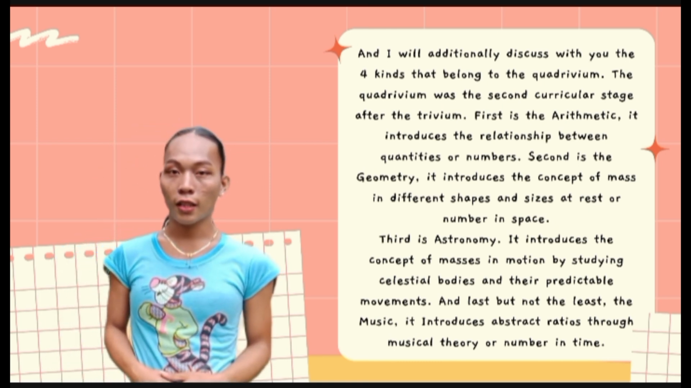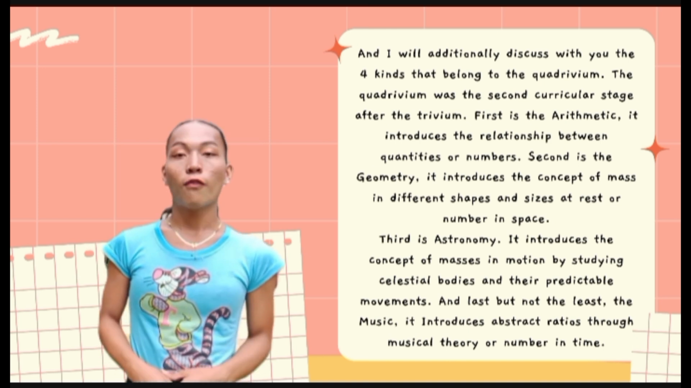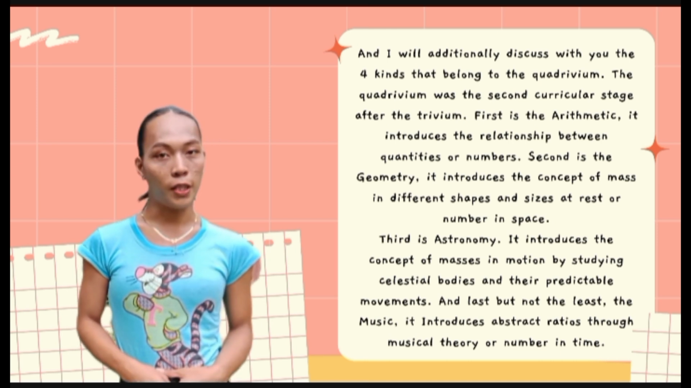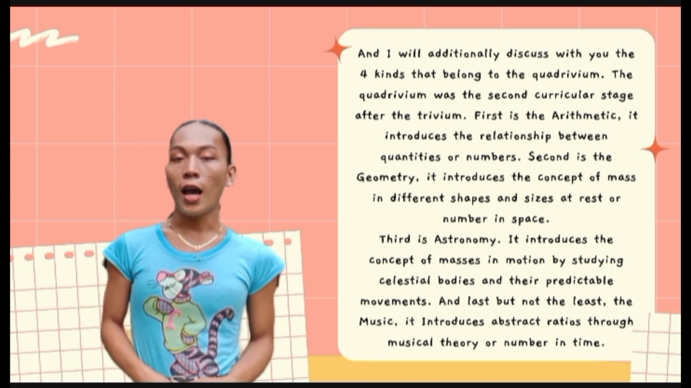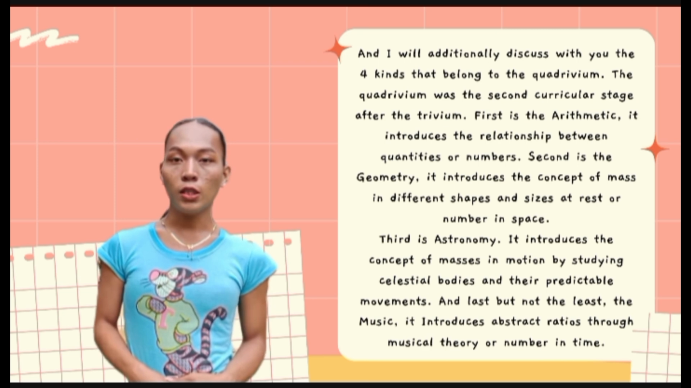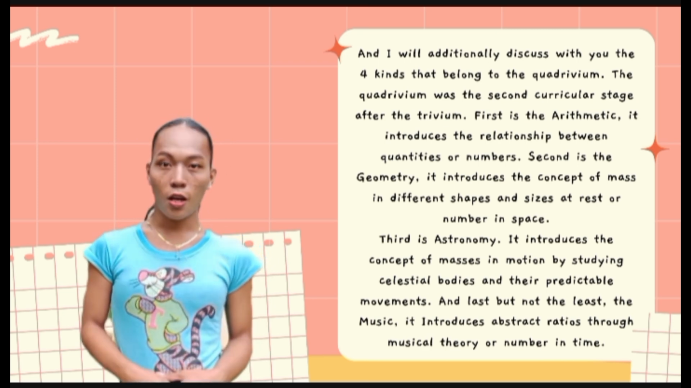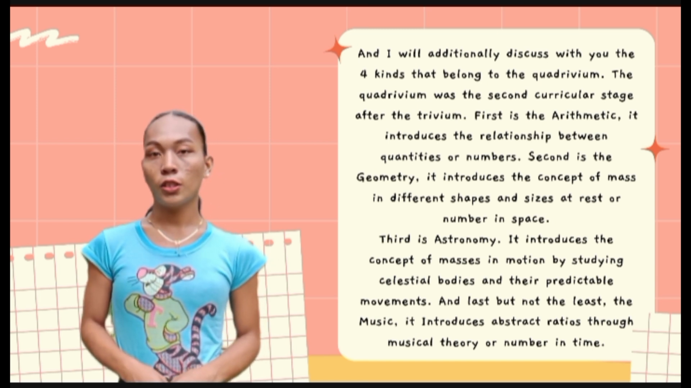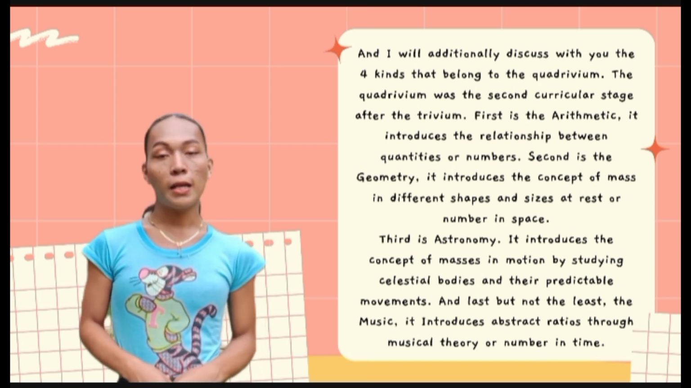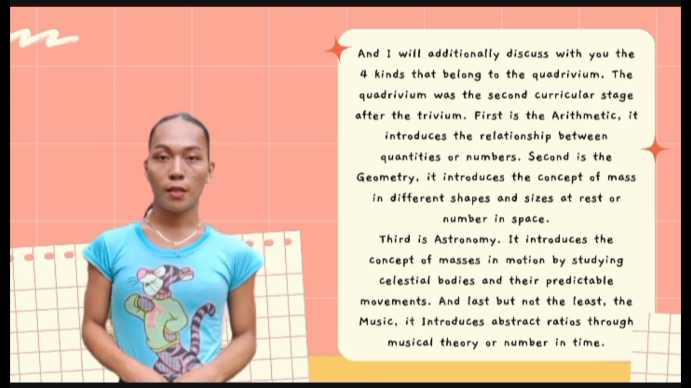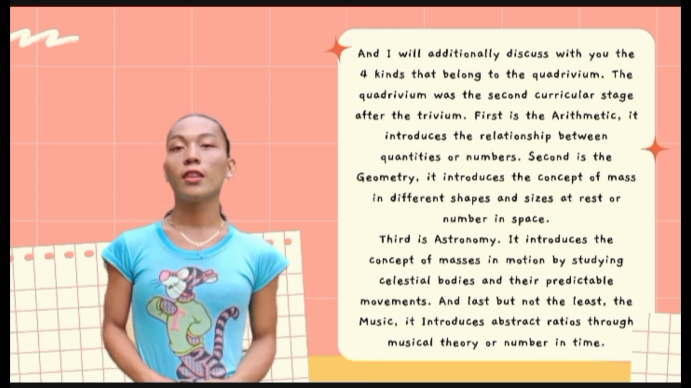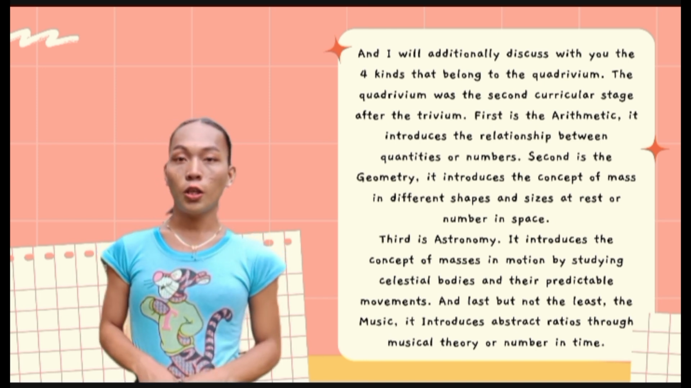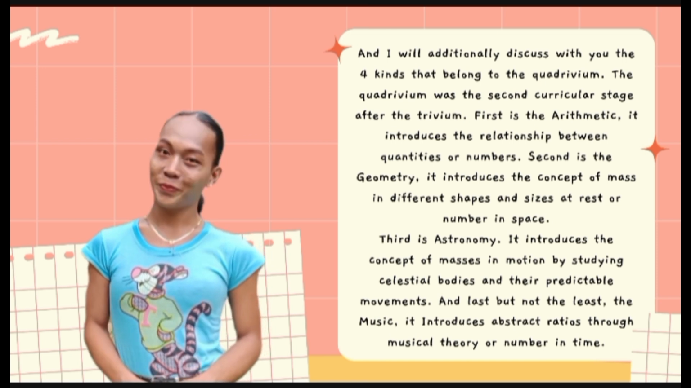The quadrivium was the second curricular stage after the trivium. First is arithmetic. It introduced the relationship between quantities or numbers. Second is geometry. It introduced the concept of mass in different shapes and sizes at rest, or number in space. Third is astronomy. It introduces the concept of masses in motion by studying celestial bodies and their predictable movements. And last but not least, music. It introduces the abstract appreciation through musical theory, or number in time.